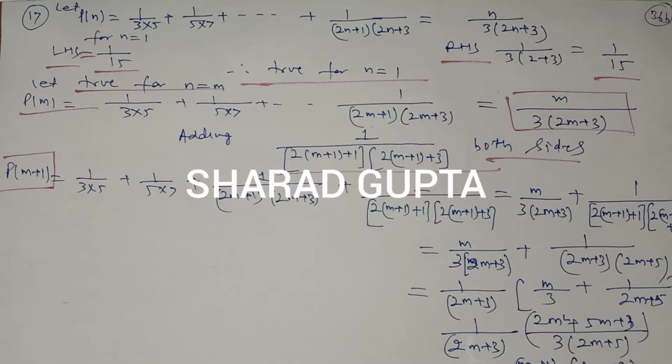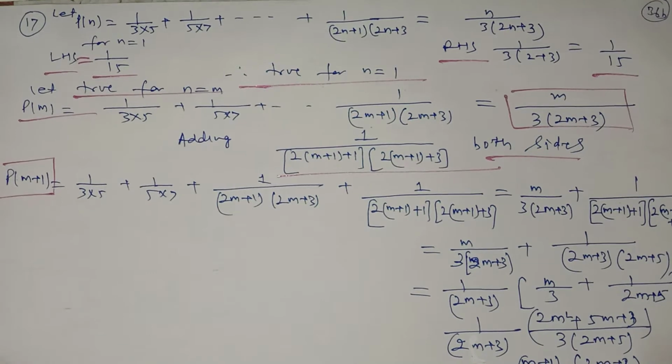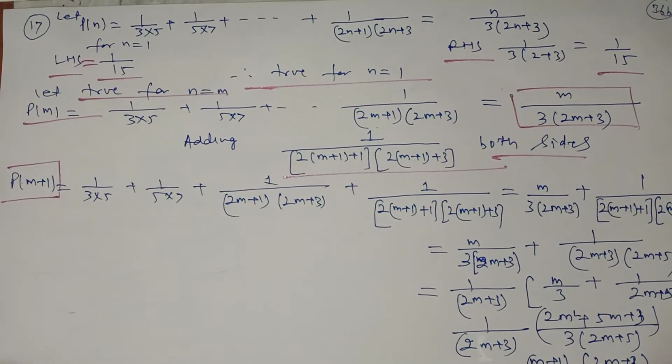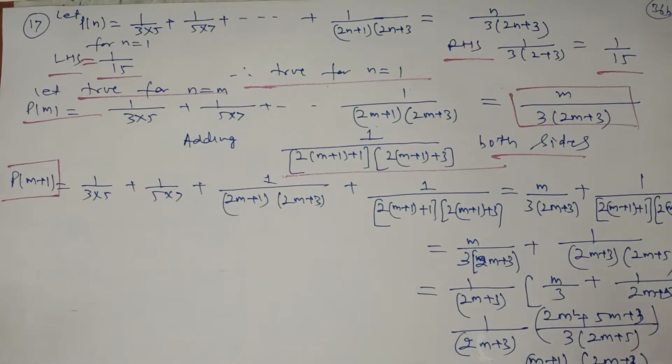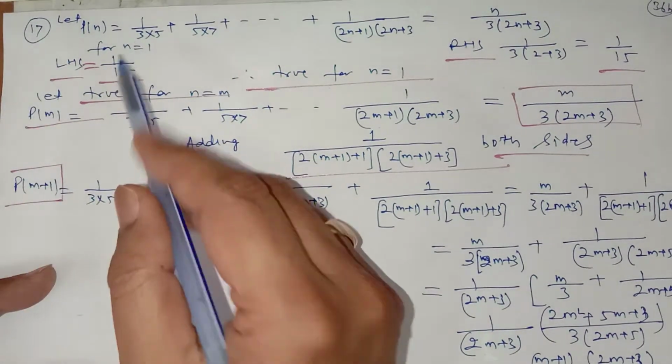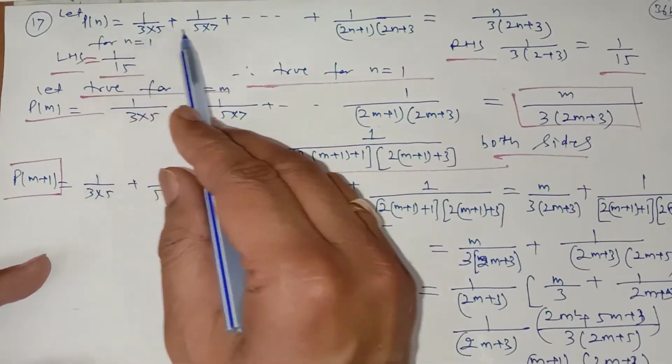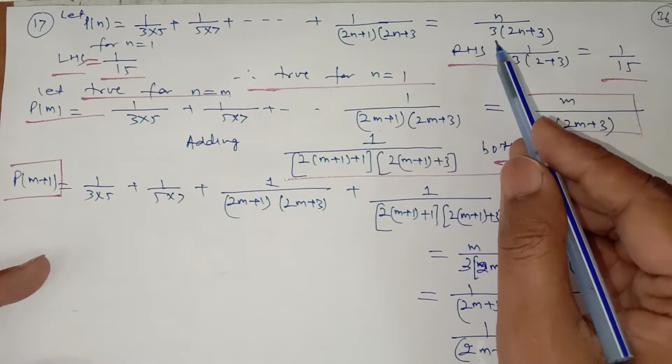Lecture number 5 for the chapter Principle of Mathematical Induction, class 11. In the previous lectures, we have discussed up to question number 16. Now we'll discuss question number 17, which says that the statement is equal to n upon 3(2n + 3).